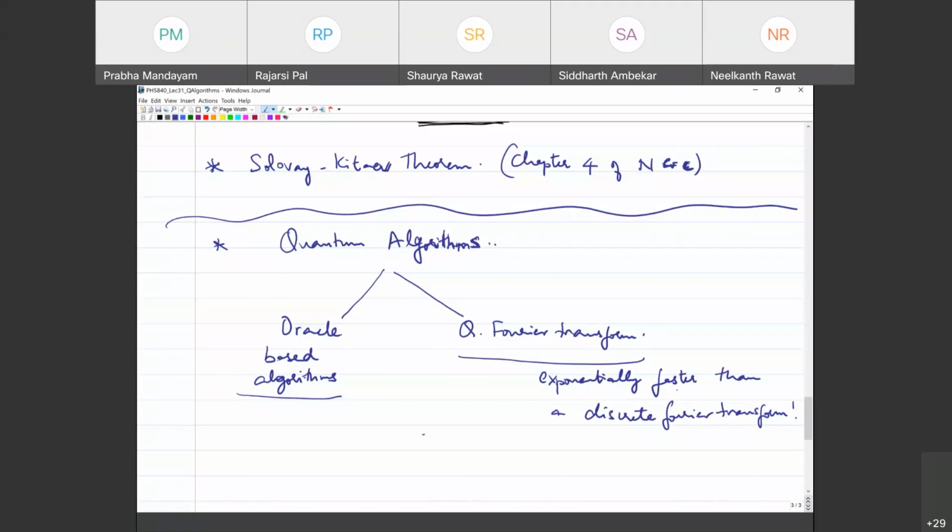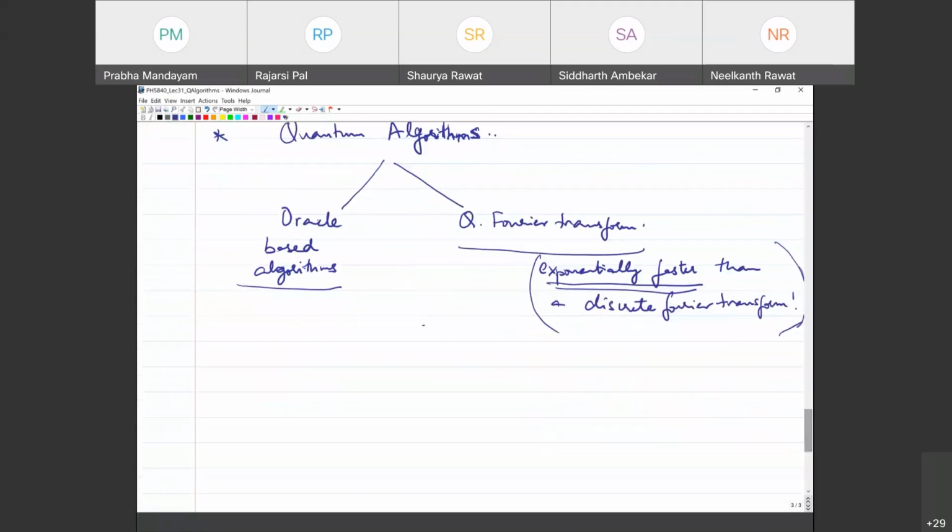Okay. So there is an exponential speed up. Even if you compare it to something like an FFT, a fast Fourier transform, you can show that the quantum Fourier transform can be done exponentially faster. In other words, the resources required will scale polynomially in the number of qubits rather than exponentially in the number of qubits. So that is what we call an exponential speed up, right?